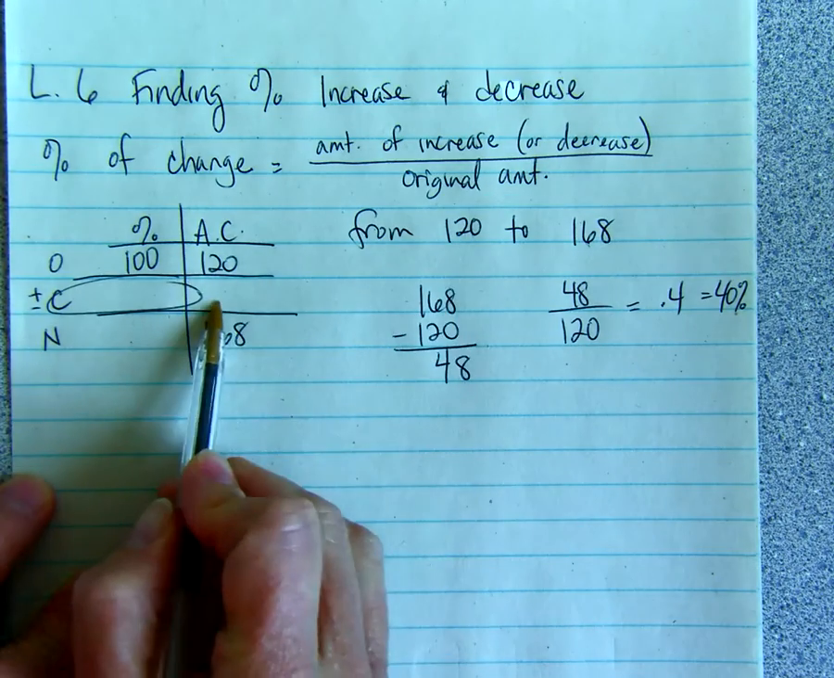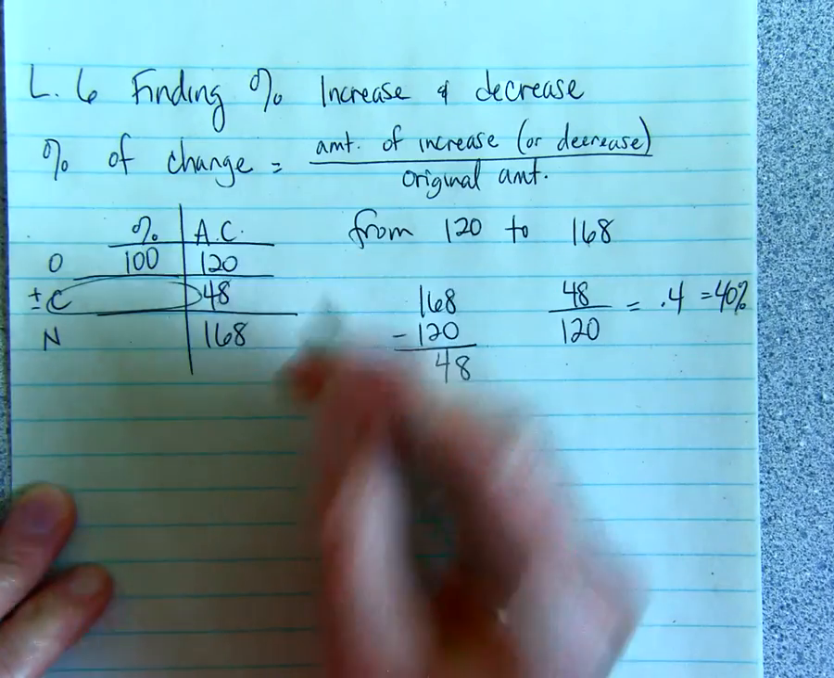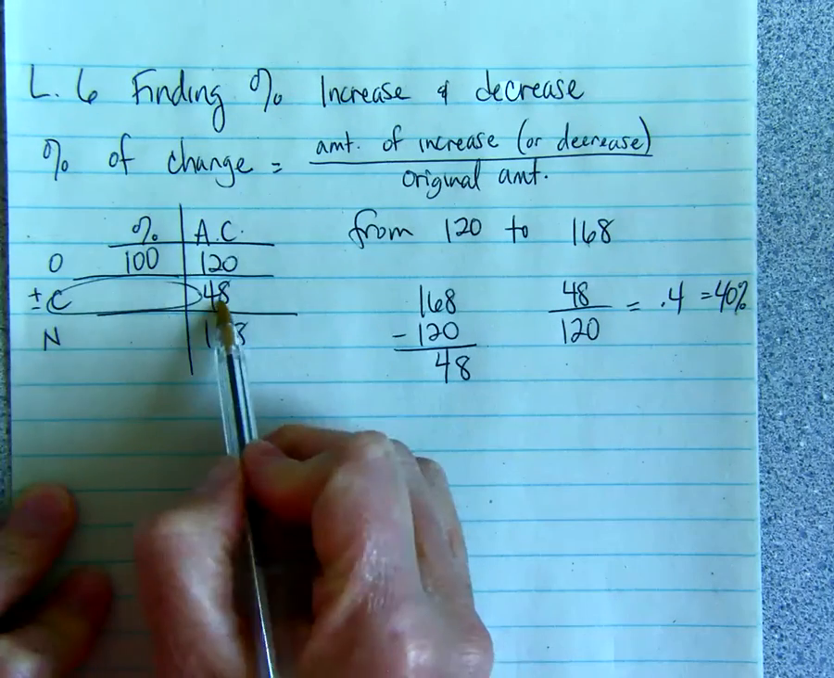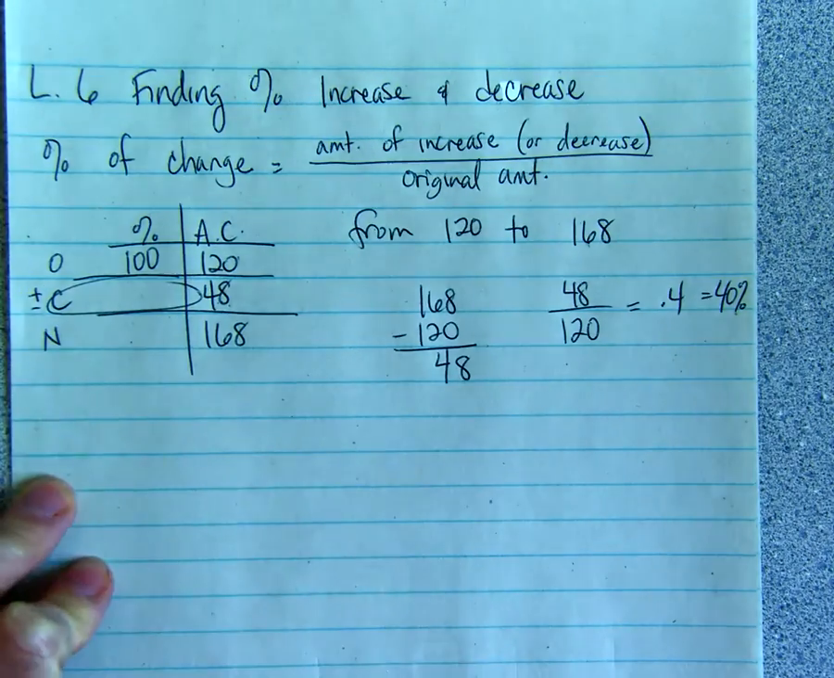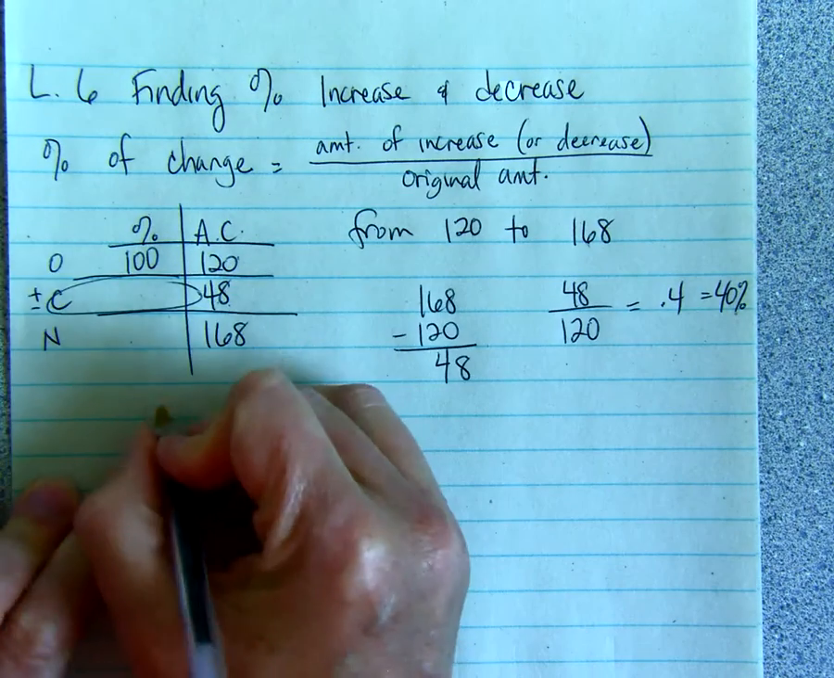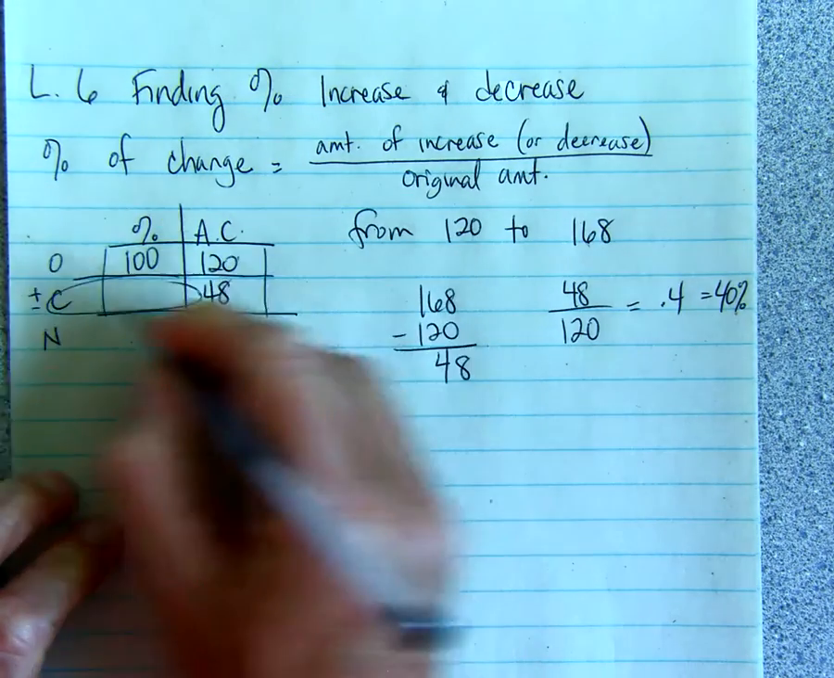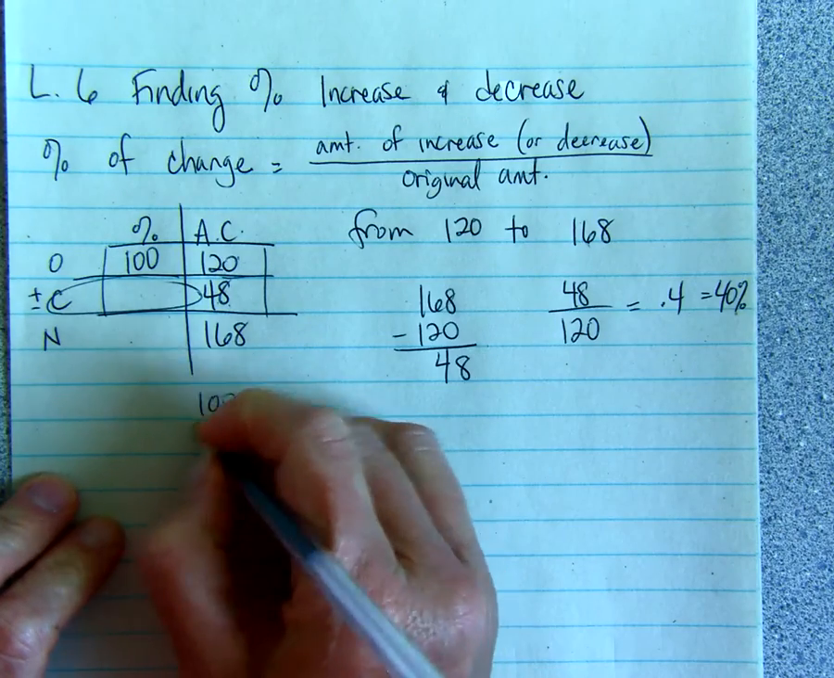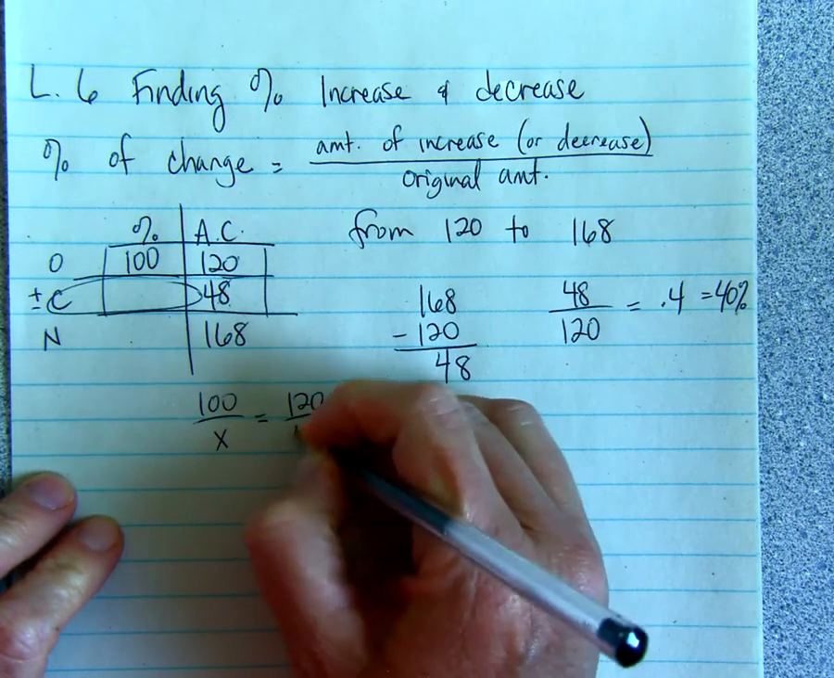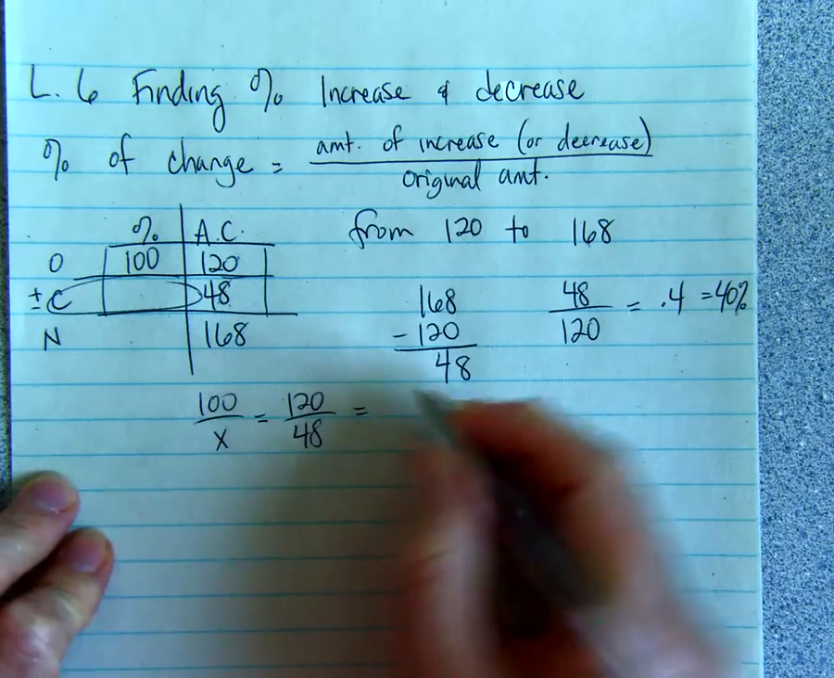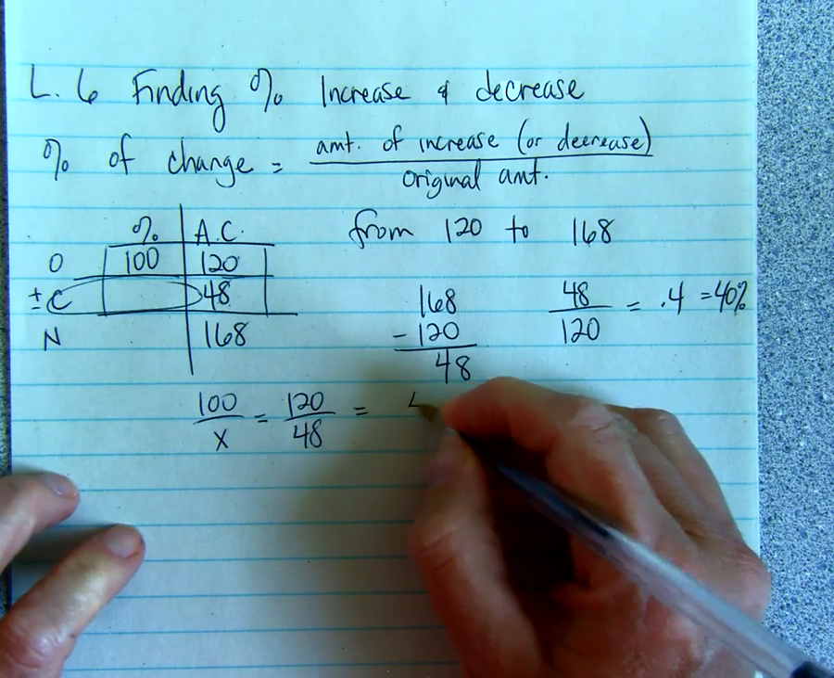And if we were to plug it into our equation here, we would have from 120 to 168. We would figure out what this amount was, which is 48. And so we could do, see, that's 48 over 120 equals x over 100. So you could set it up that way. The way we used to do it is just make those two fractions. We do 100 over x equals 120 over 48. Cross multiply, divide, and we would get 40%.